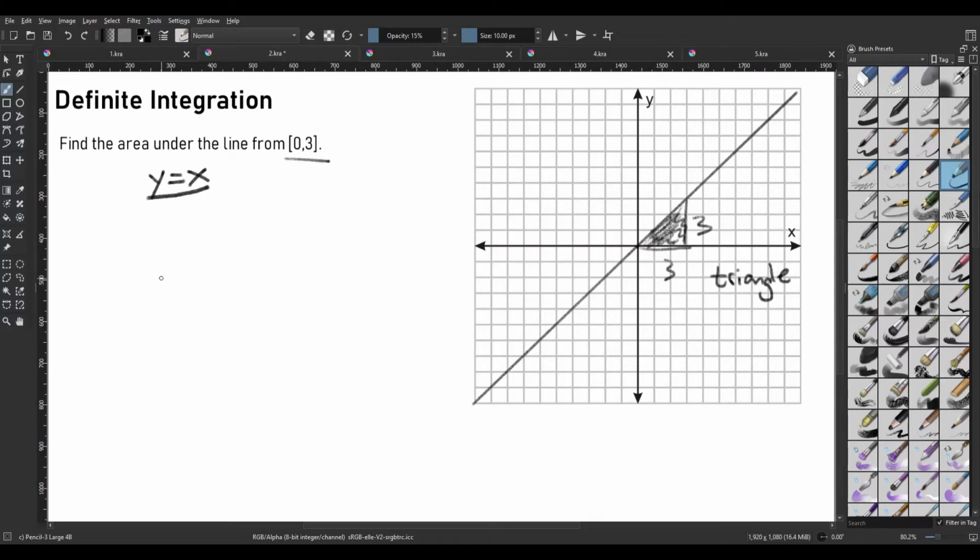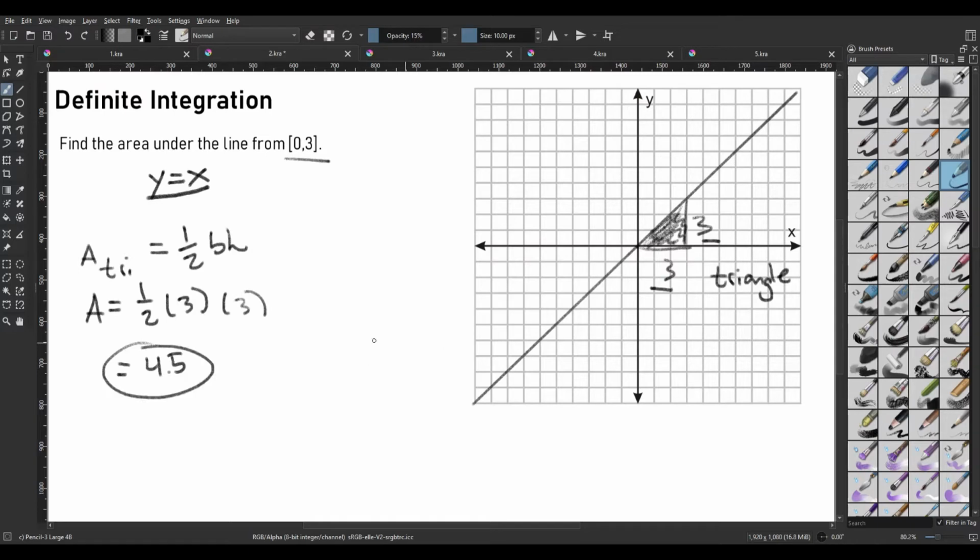And what's the area of a triangle? Area of a triangle is just, of course, 1/2 base times height. So in this instance, we can apply that here. We just say area equals 1/2. The base is 3 here. The height is 3. 3 times 3 is 9, times 1/2 is 4.5 units of whatever we want to measure that in.